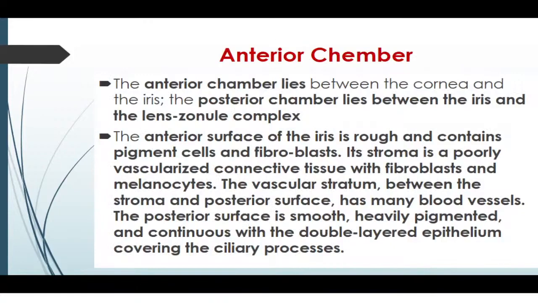Anterior chamber. The anterior chamber lies between the cornea and the iris. The posterior chamber lies between the iris and the lens-zonular complex. The anterior surface of the iris is rough and contains pigment cells and fibroblasts. It's a stroma, a poorly vascularized connective tissue with fibroblasts and melanocytes. The vascular stratum between the stroma and posterior surface has mainly blood vessels. The posterior surface is smooth, heavily pigmented, and continuous with the double-layer epithelium covering the ciliary processes.